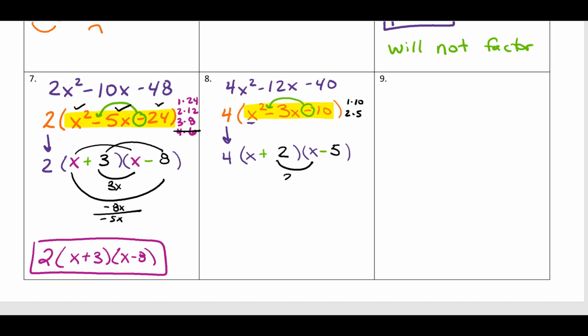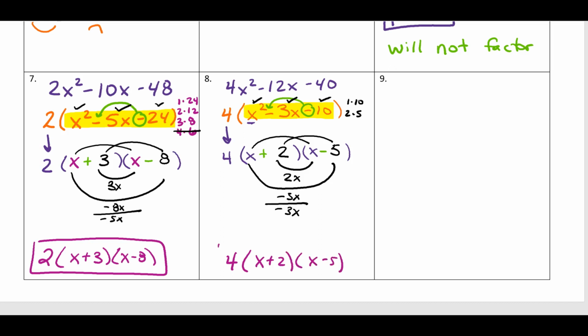And then I'm always going to double check. 2x, negative 5x. That adds up to negative 3x, which is what I wanted. x times x is x squared, and that equals negative 10. So I know my factors are correct. My answer is 4 times x plus 2 times x minus 5. And again, it doesn't matter the order. It can be x minus 5 times x plus 2. The only one that does matter is that the GCF should be in the front.